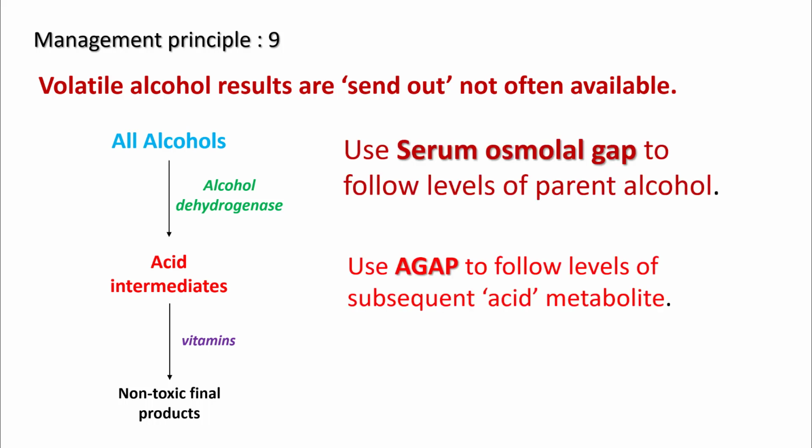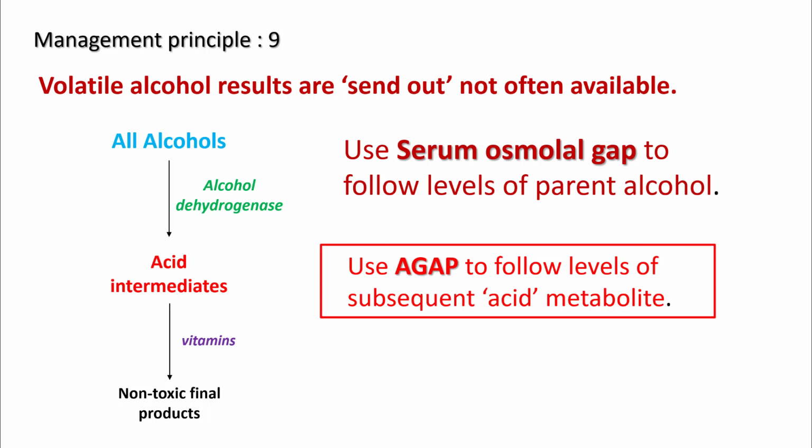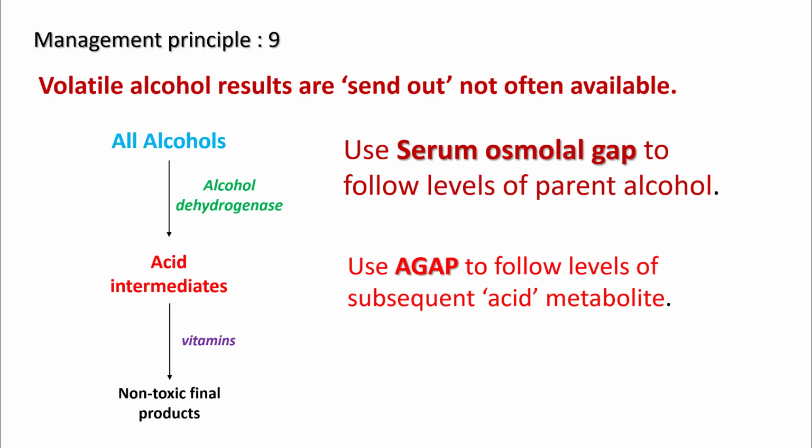Most of the volatile alcohol results are sent out to labs, and they are not often available immediately. So you can use your serum osmolar gap to follow the levels of parent alcohol and anion gap to follow the levels of subsequent acid metabolites.